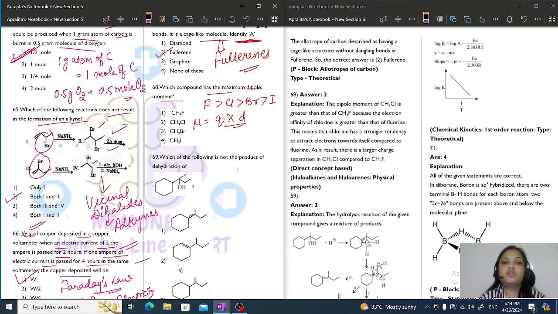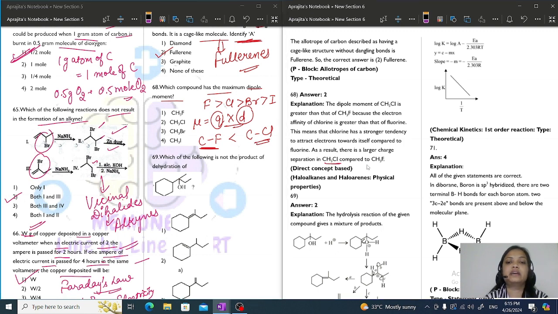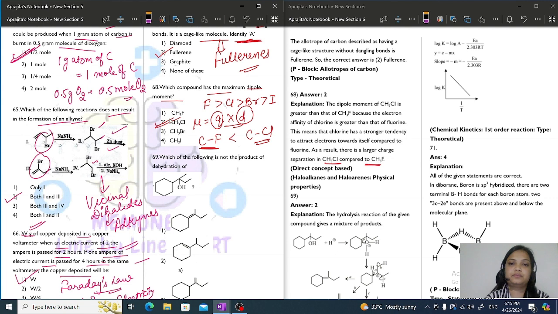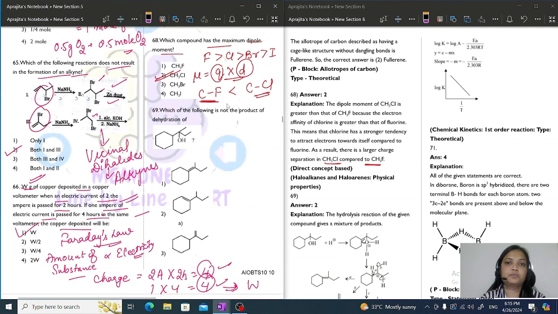But because of the bond length, this C-F bond has a less bond length than the carbon and chlorine bond, because of the high electronegativity of fluorine only. So the bond length is less. It's not only the charge but the bond length that is also determining the dipole moment. So in this case, the maximum dipole moment would be of methyl chloride. So that is the case and the answer is option 2.